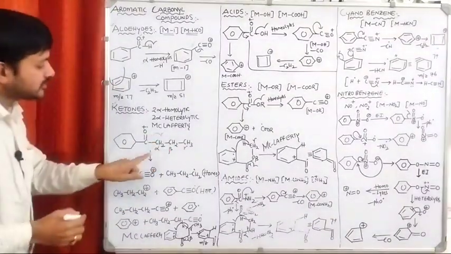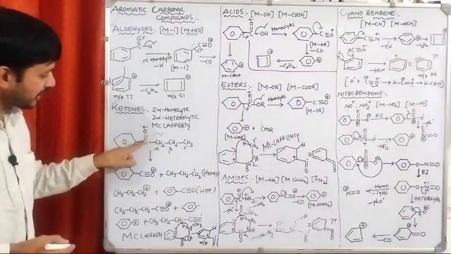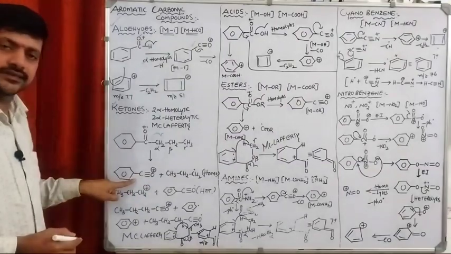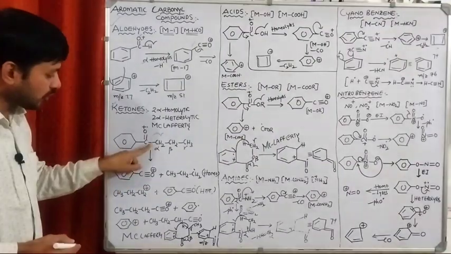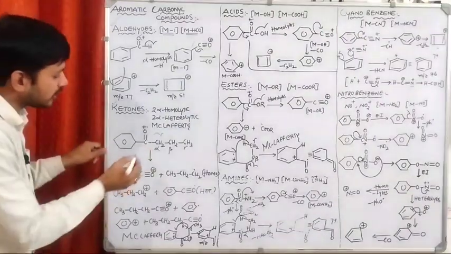The homolytic cleavage is producing what? A CH2 radical and here a radical. These two can form a pi bond. That's why you will come up with this ion. This is alpha homolysis. If you come here, this is going to be alpha heterolysis.